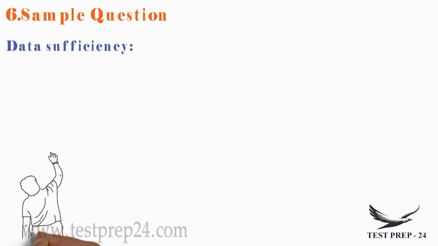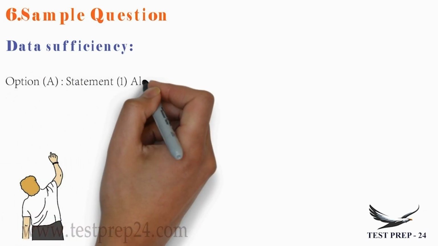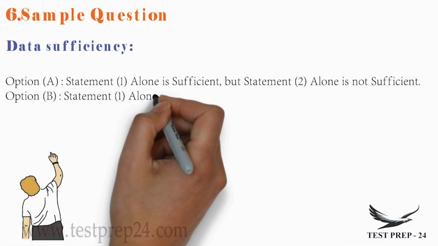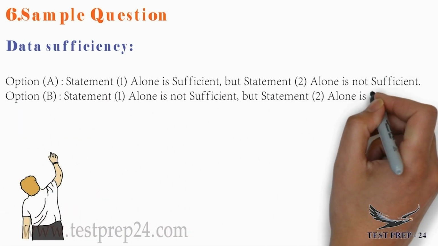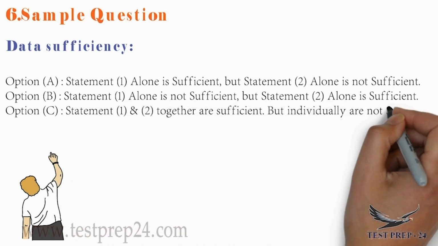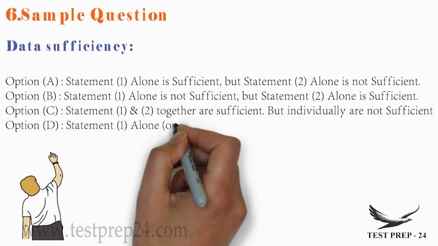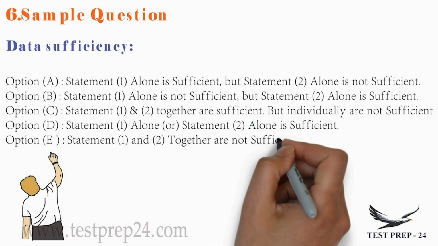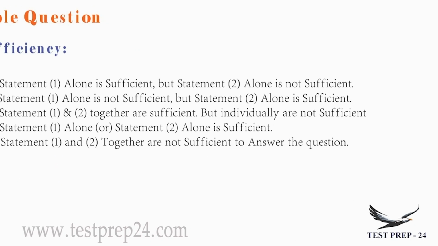Option A is when statement 1 alone is sufficient but statement 2 alone is not sufficient. Option B, statement 1 alone is not sufficient but statement 2 alone is sufficient. Option C, both the statements together are sufficient but individually are not sufficient. Option D, statement 1 alone or statement 2 alone is sufficient. And option E, both the statements together are not sufficient to answer the question.